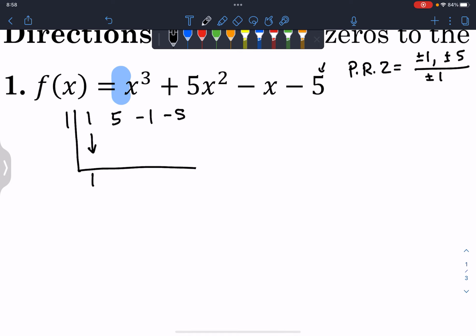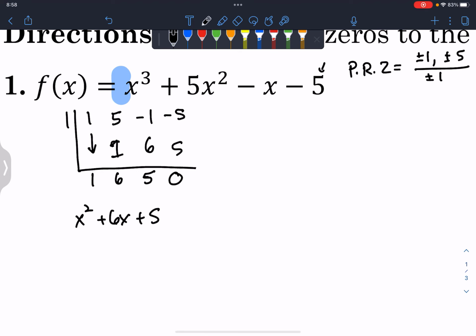So bring down the 1. This is going to be 1. This is 6. This multiplies to 6. This is positive 5 times 1 is 5 and 0. So yes, 1 in fact does work. Now, with that, we end up with x squared plus 6x plus 5.